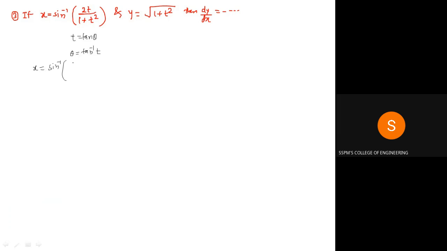Okay, so 2 tan theta upon 1 plus tan square theta is sine 2 theta. So x is sine inverse of sine 2 theta. It's the formula of sine 2 theta. So in this case, sine and sine inverse will cancel. Okay, so x is equals to 2 theta.